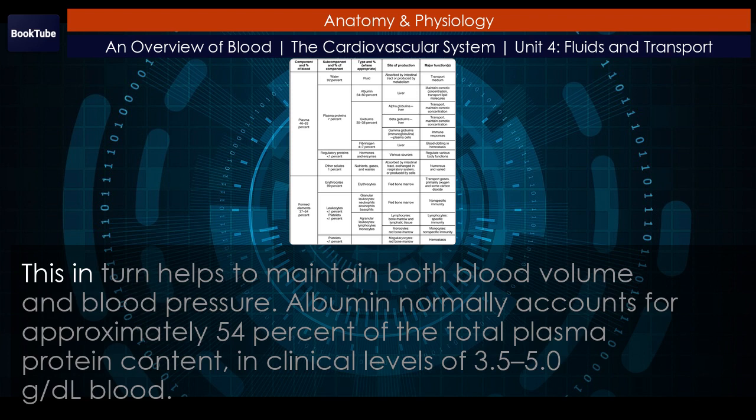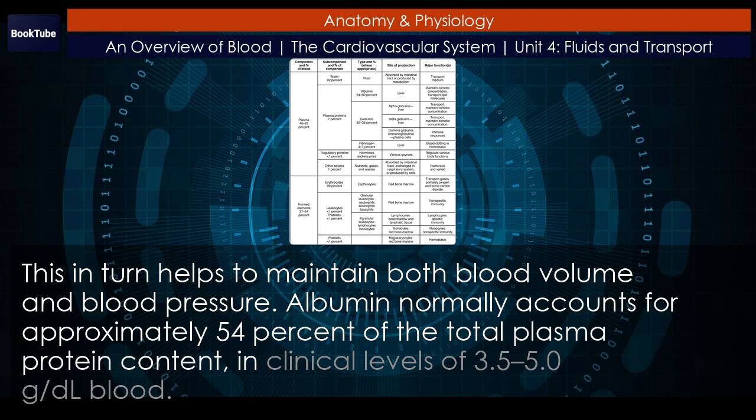This in turn helps to maintain both blood volume and blood pressure. Albumin normally accounts for approximately 54% of the total plasma protein content, in clinical levels of 3.5 to 5.0 grams per deciliter of blood.